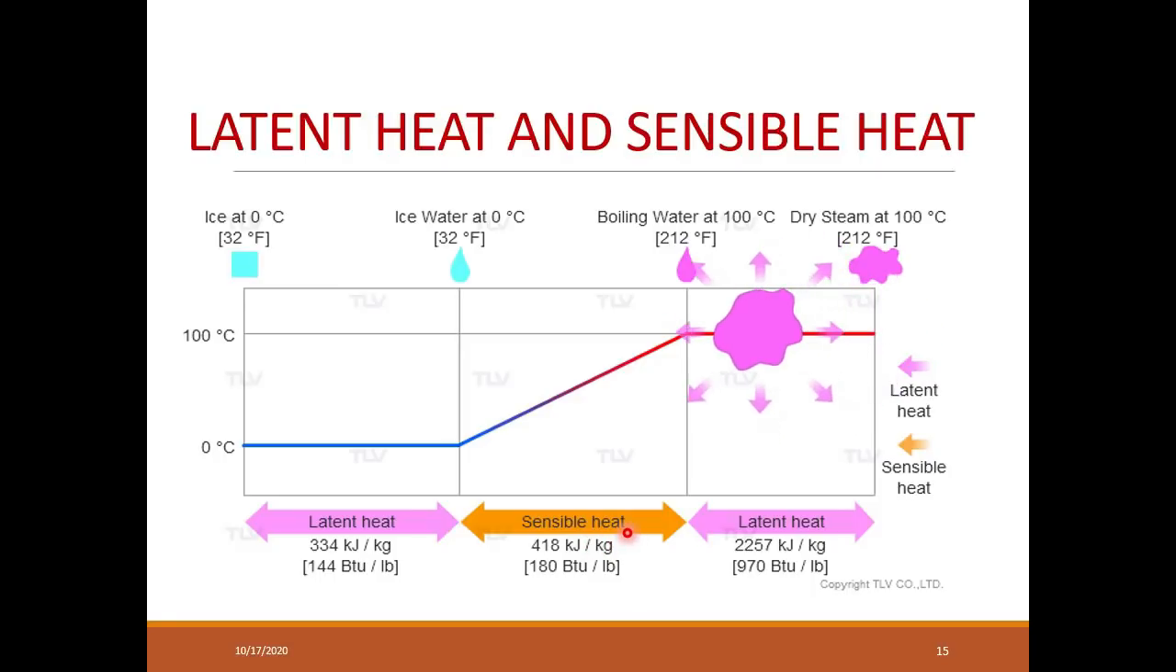So heat is absorbed, and to raise the temperature of 1 gram of water by 1 degree Celsius takes 1 calorie. And 1 calorie is equal to 4.184 joules, which is equivalent to 418 kilojoules per kilogram, or equal to 180 BTU per pound.